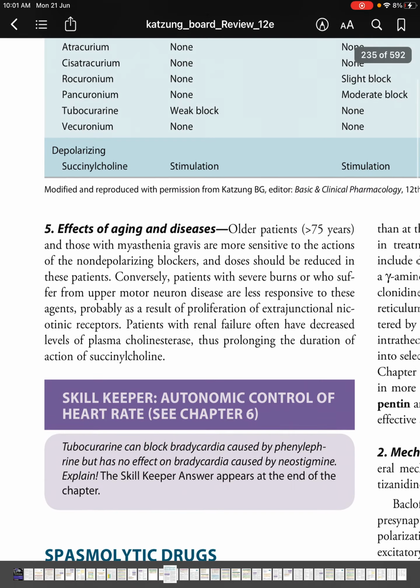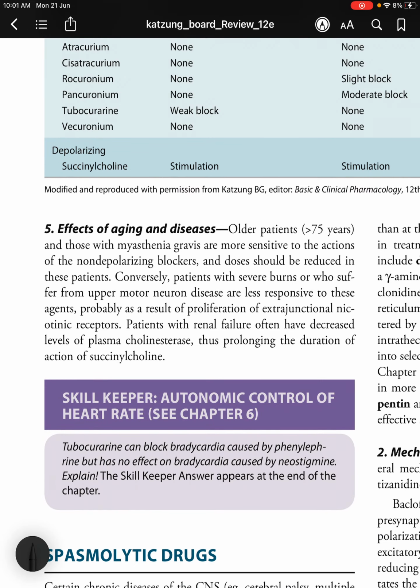So coming to effects of aging and diseases, older patients greater than 75 years of age and those with myasthenia gravis are more sensitive to the actions of non-depolarizing blockers, and doses should be reduced in these patients. Conversely, patients with severe burns or those who suffer from upper motor neuron disease are less responsive to the agents, probably as a result of proliferation of extrajunctional nicotinic receptors.